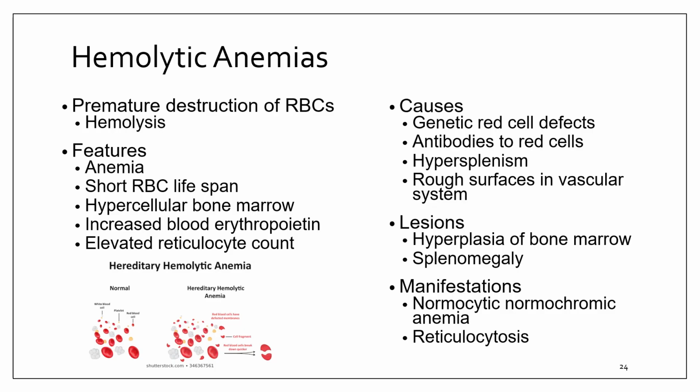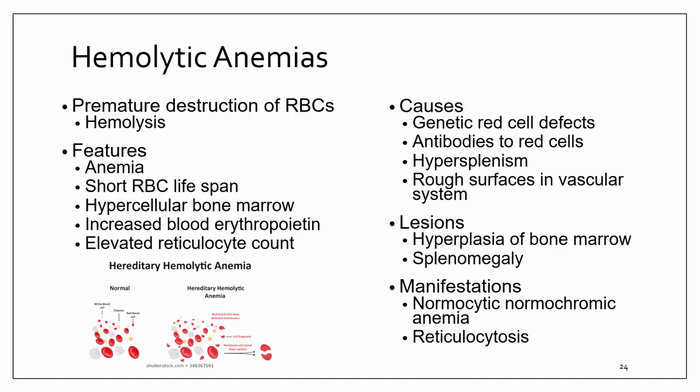Number four is rough vascular surfaces. Anything that mechanically damages red cells can cause hemolysis. So artificial heart valves, narrowed vessels, and microangiopathic conditions. This produces red blood cell fragments. Histologically, you may see schistocytes and helmet cells. These are classic hemolysis clues.